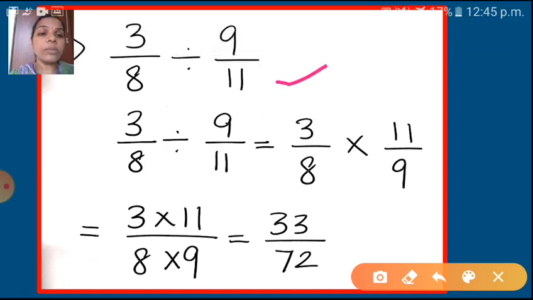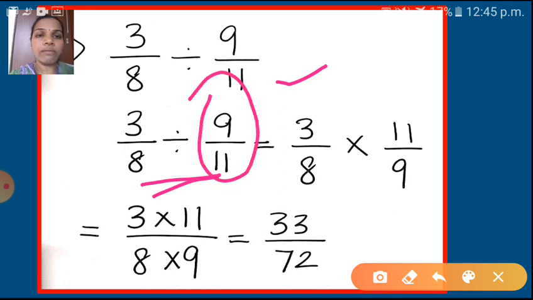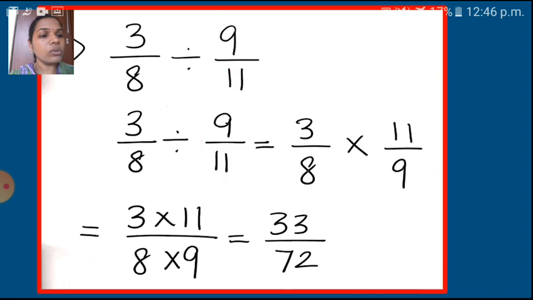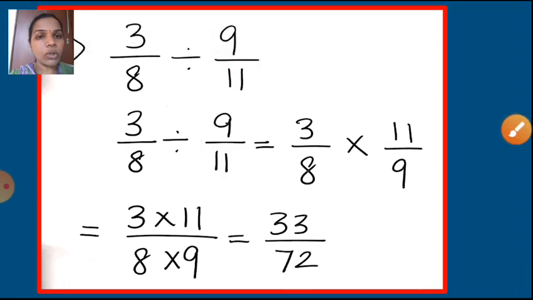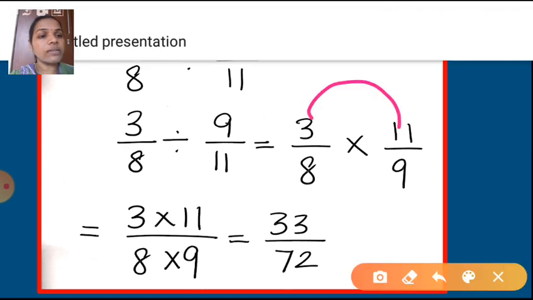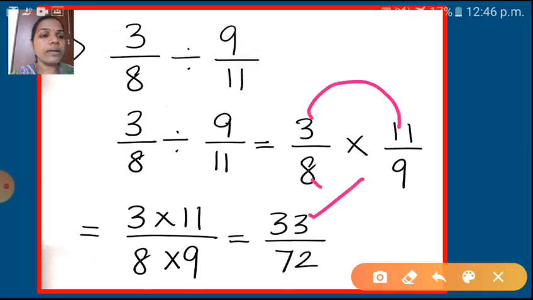Next one is 3 upon 8 divided by 9 upon 11. Here you write the multiplicative inverse of this number, that means 11 upon 9. So 3 upon 8 into 11 upon 9. Now we have to multiply: numerator into numerator, that means 11 3s are 33, upon 8 9s are 72.